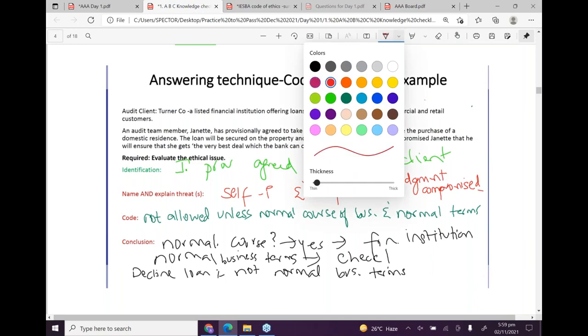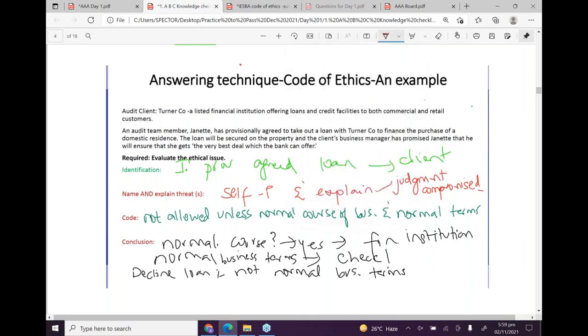Start from the beginning. So your audit client is Turner Co., a listed financial institution, and they offer loans and credit facilities to commercial and retail customers. An audit team member, Jeanette, has provisionally agreed to take out a loan with Turner to finance the purchase of a domestic residence. The loan will be secured on the property, and the client's business manager has promised her that they will ensure she gets the very best deal that the bank can offer.